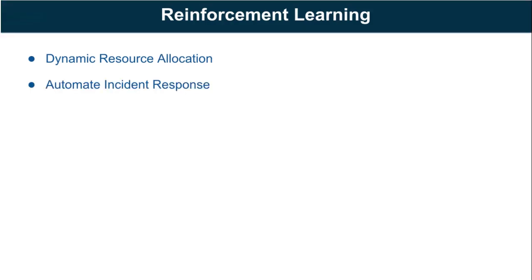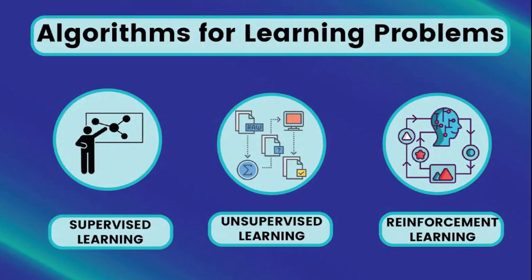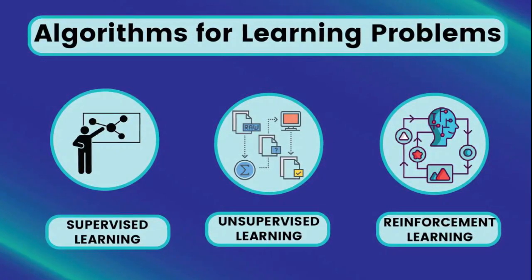In the context of AI ops, reinforcement learning can be applied in various ways, such as dynamic resource allocation, where the agent learns to optimize IT resource distribution based on performance outcomes. It can also automate incident response by learning the most effective ways to resolve IT issues based on previous experiences. This learning method is particularly beneficial in dynamic environments, allowing systems to adapt and improve continuously through ongoing interactions. By combining these algorithms, AI ops systems can analyze vast amounts of data, identify problems, recommend solutions, and continuously improve.